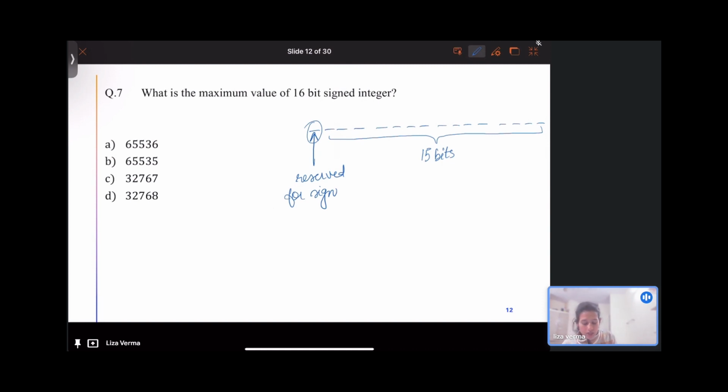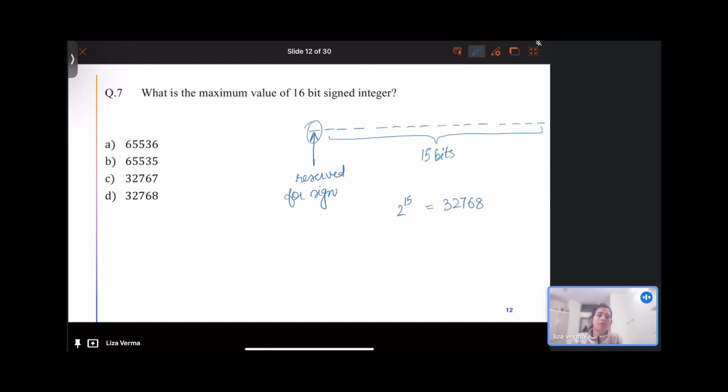So now the question is, what is the maximum value of a 16-bit signed integer? First thing, we have sorted out that only 15 bits will be used to represent the number. So how many numbers can be represented by 15 bits? 2 to the power 15, right? Whose value is 32768, but the question is not how many numbers can be represented.